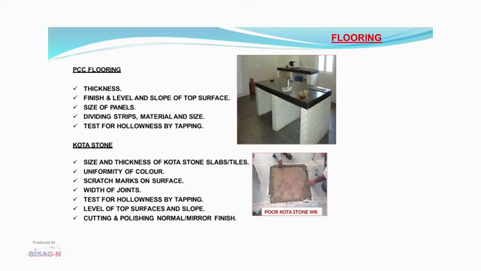While using the Kota stone, the size and thickness of Kota stone slabs and tiles has to be checked. The uniformity of color has to be maintained. Various scratch marks have to be identified and, if found, have to be discarded. The joints should be smooth. The width of the joints should be uniform. Also, the testing for hollowness has to be carried out through tapping. The level of the top surfaces and the slope has to be ensured to be uniform throughout. The cutting and polishing has to be carried out so that a mirror finish is obtained.